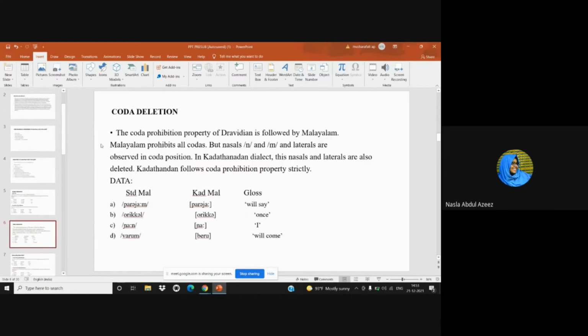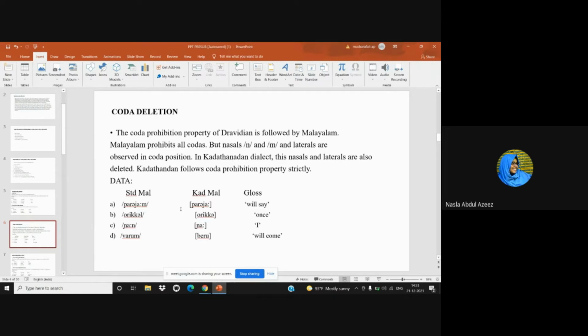Now let's move on to coda deletion. Coda deletion is a very common type of deletion in all languages, but in Malayalam itself, coda is not that prominent because the syllable structure of Malayalam is CV, and we don't have a syllable final in most of the cases. But nasals, lows, mids and laterals are observed in coda position. In Kadathanadan dialect, these nasals and laterals are also being deleted.